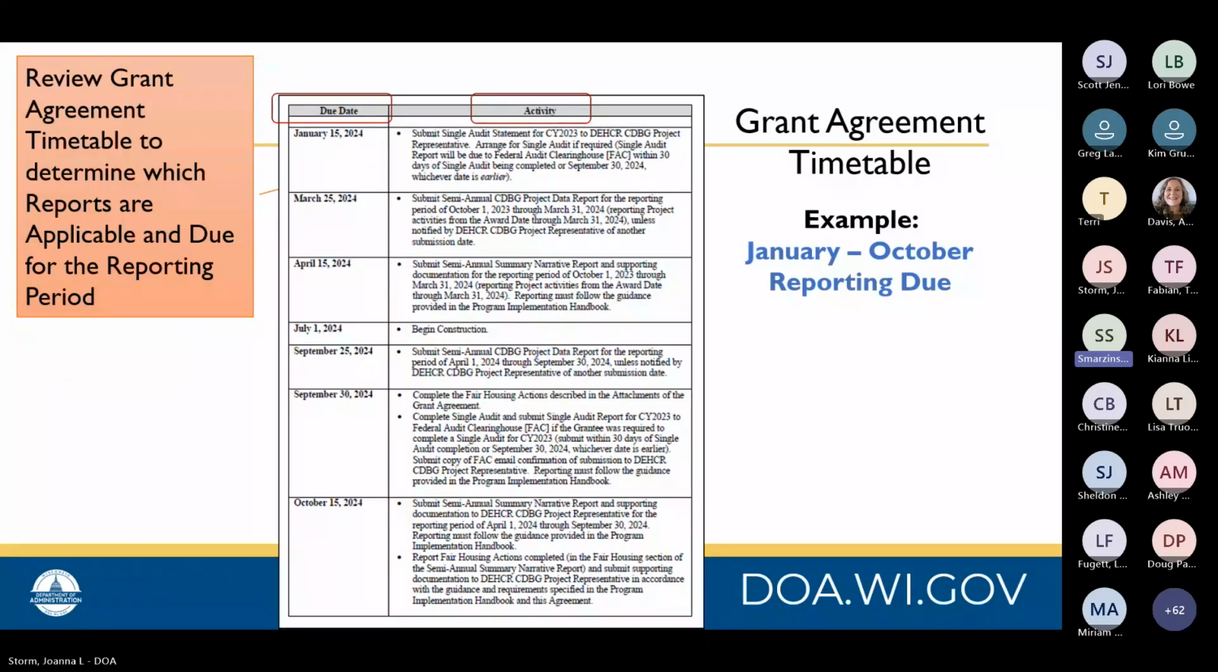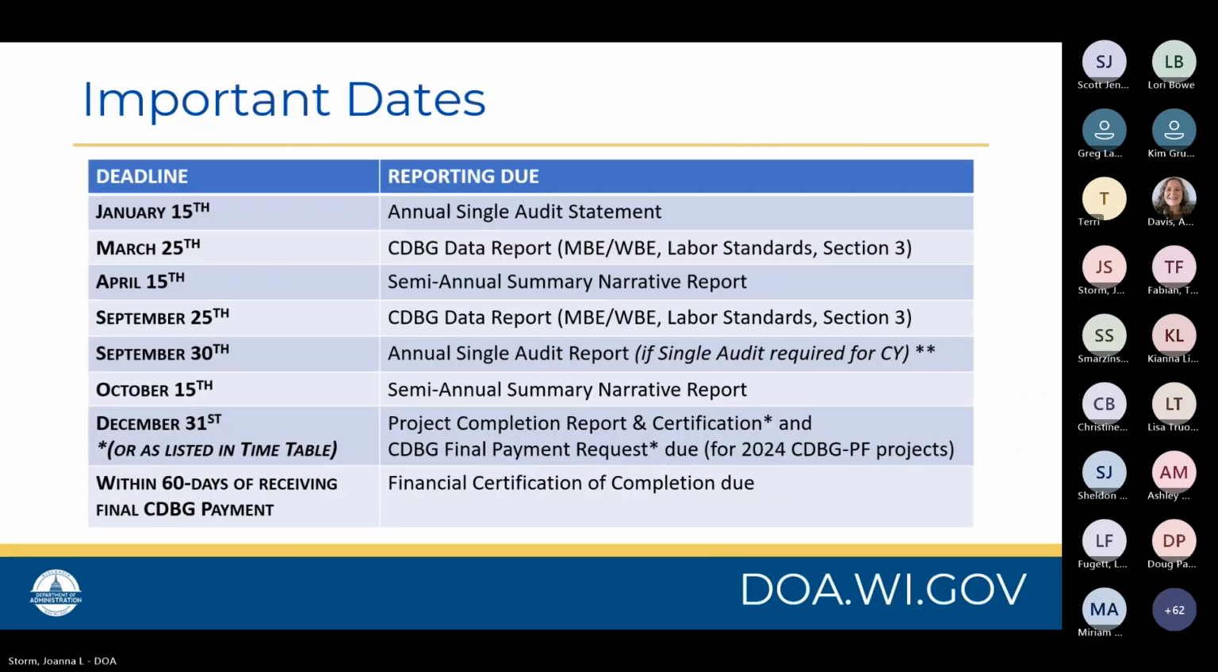Shown is a screenshot of a current contract. In this example, the timetable details many of the consistent dates which require report submission. If you have your contract in front of you, you can follow along to see these important dates specifically for March, April, September, and October.